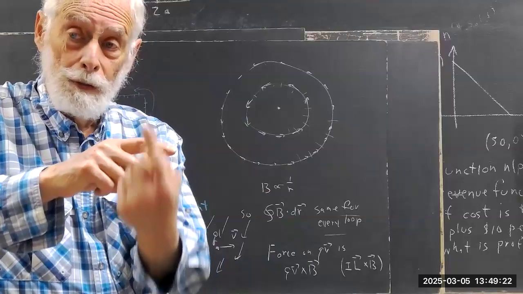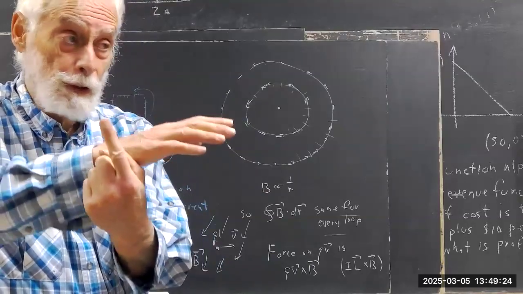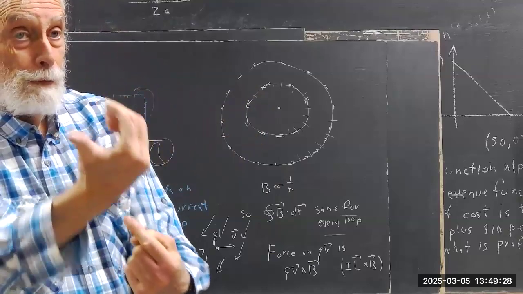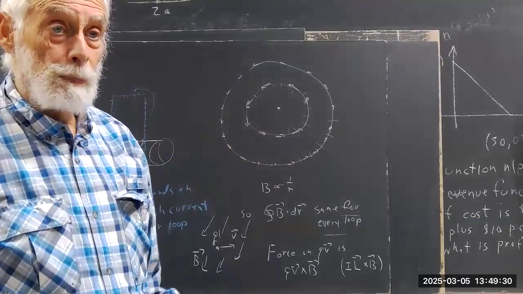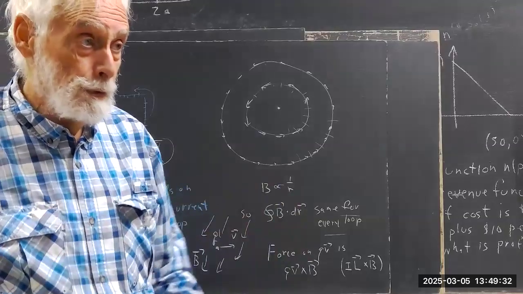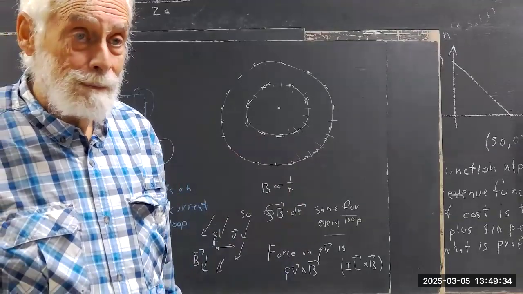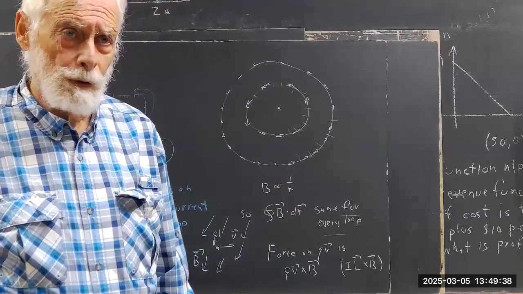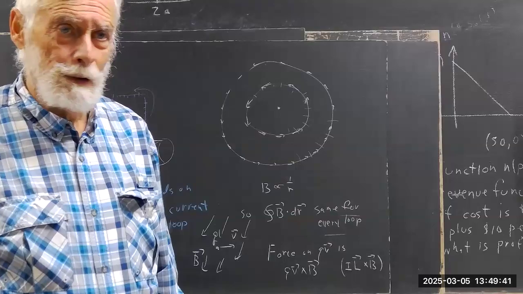That magnetic field would be in this direction. If the current's in this direction, your IL cross B is like this, and you have a force here that pushes the wires apart. If the current's in opposite directions, they pull together. I think I've got that right. My gestures tend to indicate that.